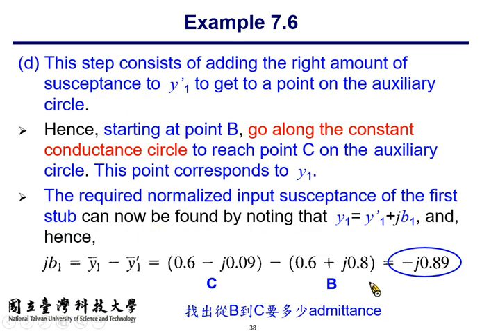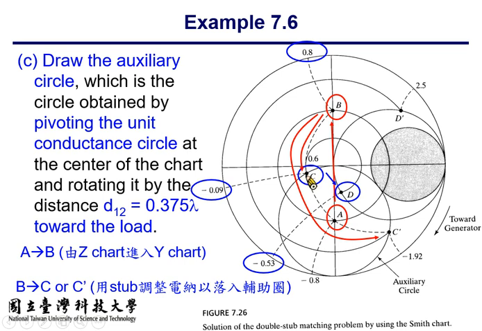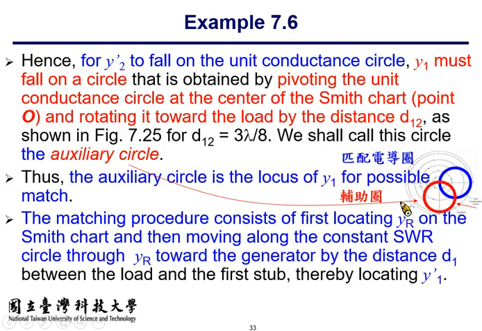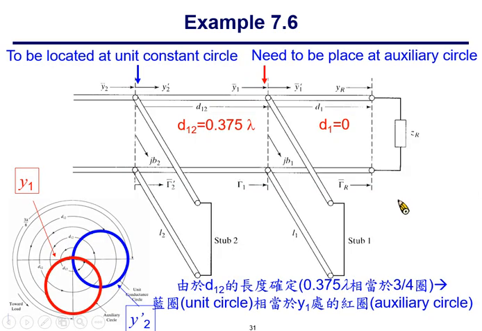So if we adopt this solution, point C, you connect a short stub in shunt at position B, then it moves to point C. Then you shall follow the constant SWR circle and move clockwise. So you will move from the red circle to the blue circle.